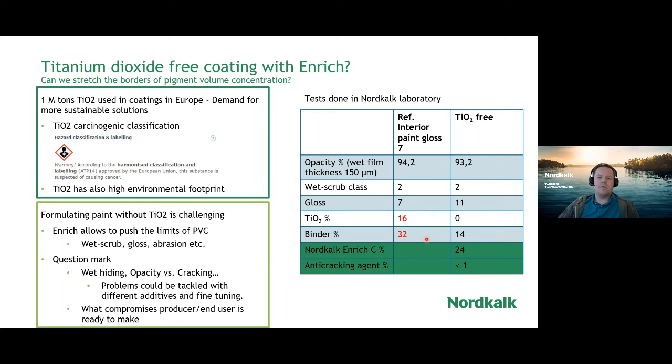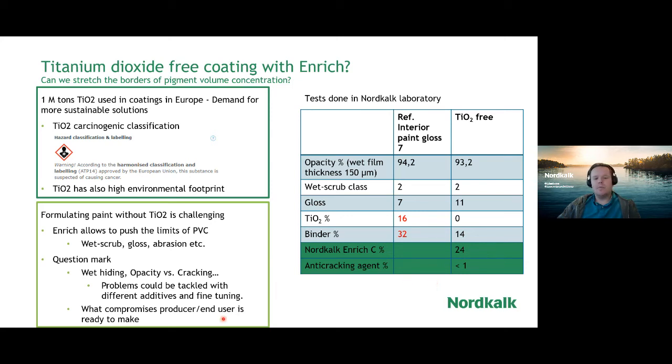Binder amount is reduced from 32% to 14%, meaning that the PVC value is increased a lot. So it's a totally different, new way of thinking than 24% of Nordkalk Enrich and some anti-cracking agent here, less than 1%. We are not experts in this anti-cracking agent, so the coating manufacturers, we believe, have even better solutions than we have.